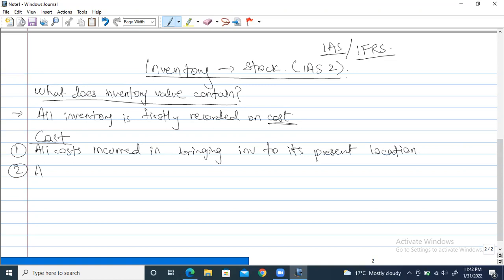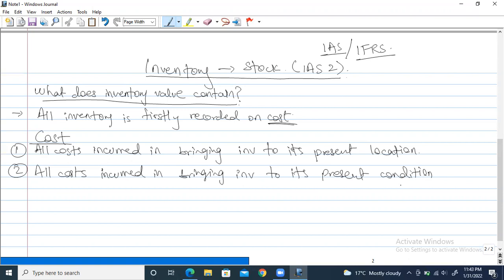The second question we ask is: all costs incurred in bringing inventory to its present condition. Both questions are very similarly linked to each other, right? But first we have to consider the present location, and secondly all costs incurred in bringing inventory to its present condition. So the two key words are present location and present condition.